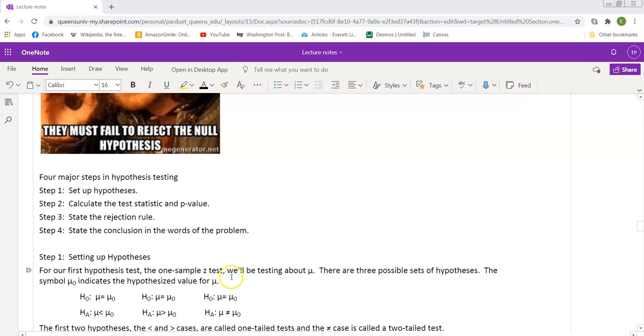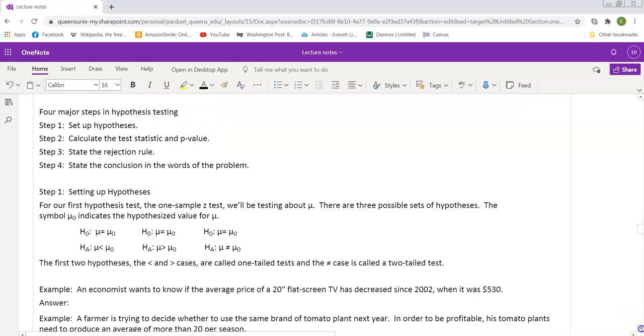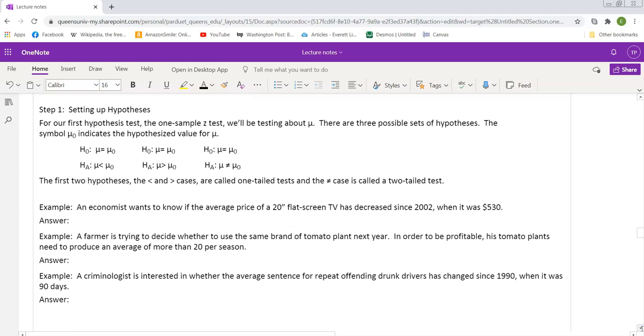So starting with the first hypothesis test we're going to be doing, which is the one sample Z test. We're going to be testing about the population mean. So for the one sample Z test, there's 3 possible sets of hypotheses. And for all of these, we've got this symbol mu naught, which is just a hypothesized value for mu. Okay?